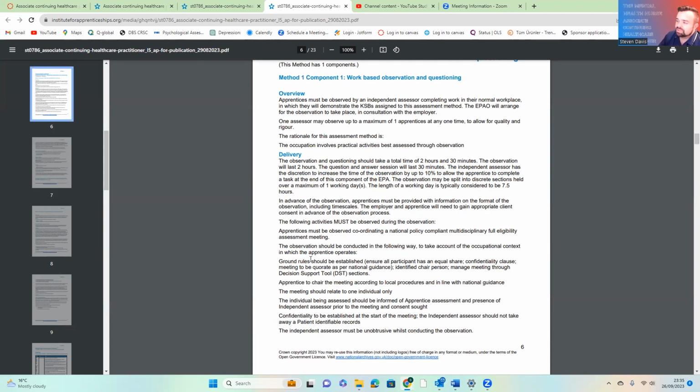Again, the observer is going to be seeing how you work in line with the policies and the multidisciplinary team when working towards the Associate Continuing Healthcare Assessment. By the time you get round to here, you'll have done a couple, so you'll know exactly what you're doing. There's nothing to worry about there.